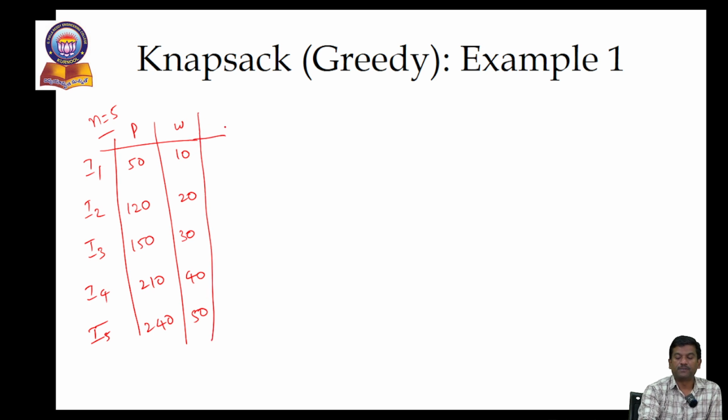So the prerequisite for this kind of knapsack problem, which can be solved using the greedy approach, is that the items should be ordered such that pi by wi is greater than or equal to pi plus 1 divided by wi plus 1. So 50 divided by 10 is 5. 120 divided by 20 is equal to 6. Then 5, then 5.25, and the next one is 4.8.